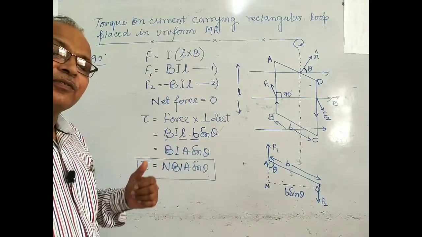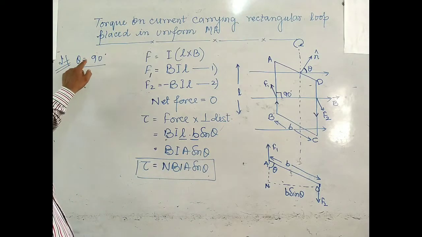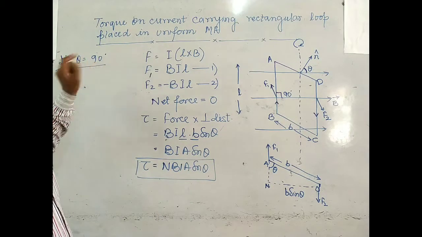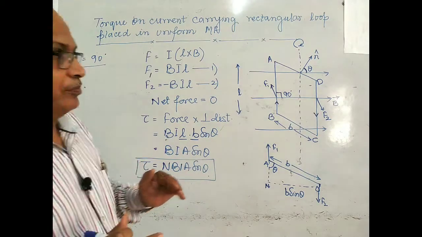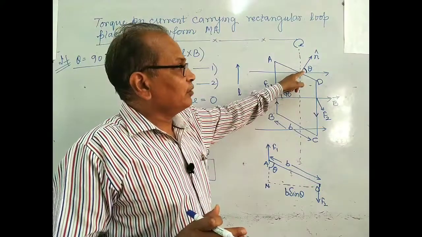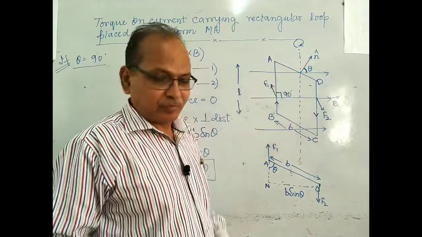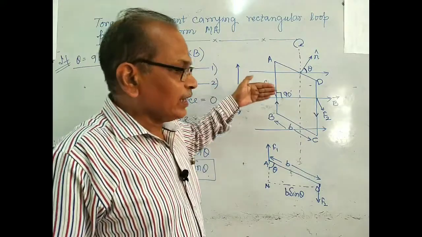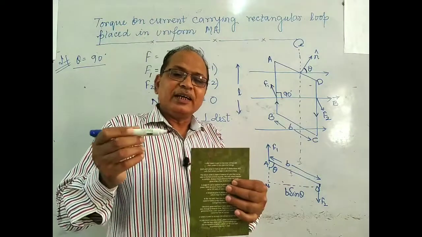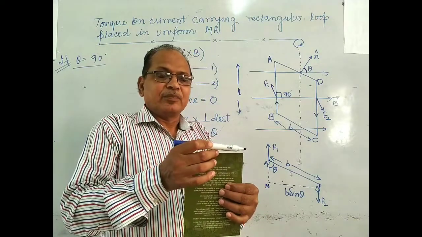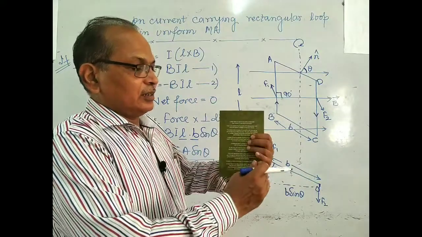Let's consider the different conditions. First of all, if theta is 90 degrees, what is the meaning? Theta is 90 degrees. Theta is the angle between the normal of this plane and the magnetic line. If magnetic lines are moving like this, for example, magnetic lines are like this and the plane is like this.